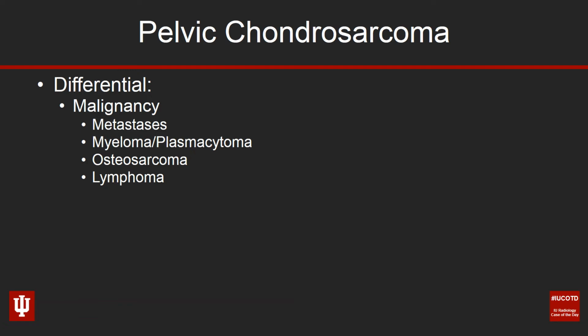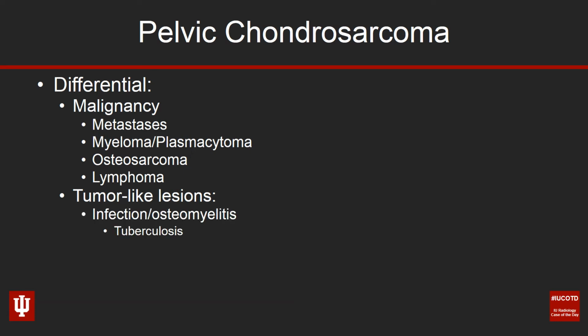Lymphomas, especially of the non-Hodgkin variety, are reasonable to include in the differential of a malignant appearing pelvic mass. However, their signal characteristics and propensity for adenopathy are rather different from chondrosarcoma. Tumor-like lesions can also result in aggressive appearing lesions of the pelvis. Infection and osteomyelitis are usually pretty distinct in both clinical presentation and imaging appearance compared to chondrosarcoma, but the notable exception is tuberculosis, the great mimicker.